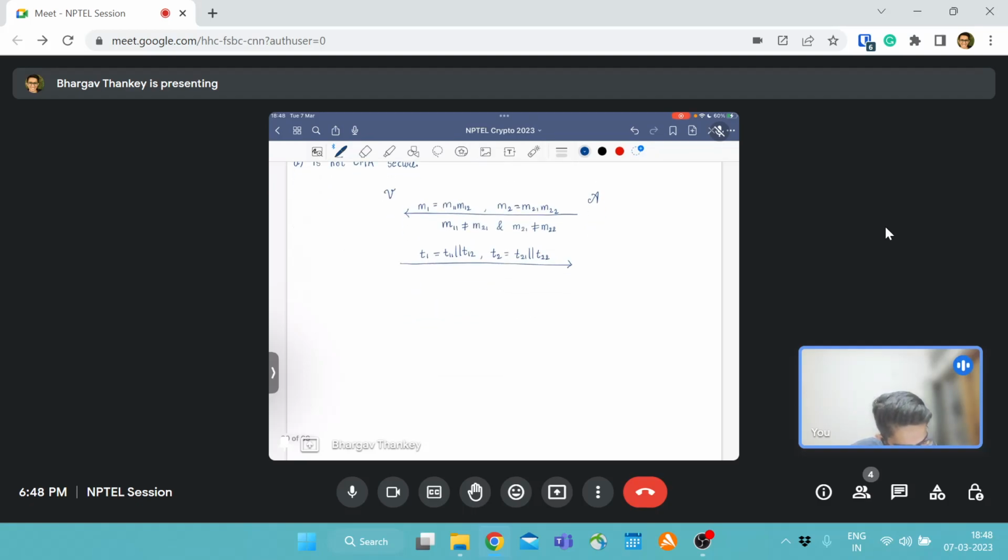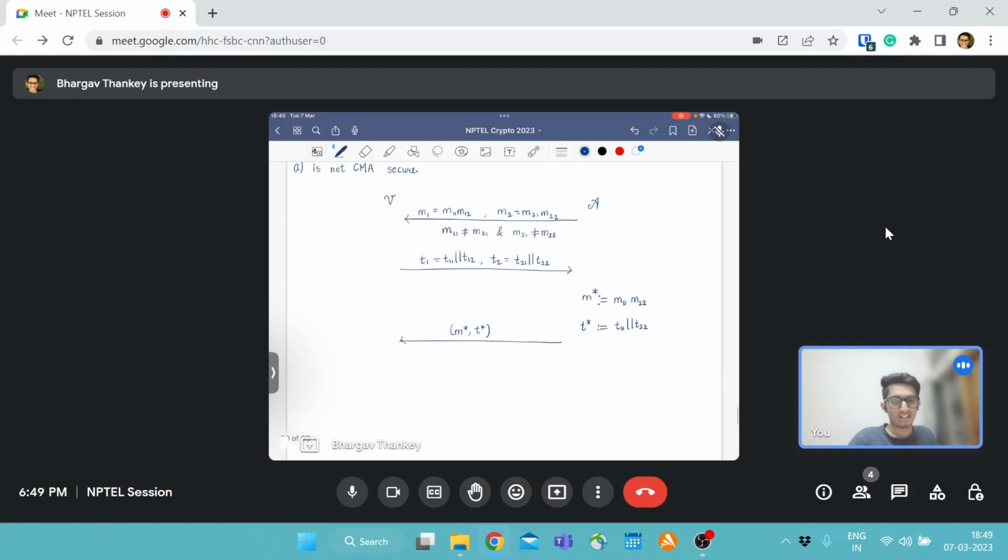Now, what will the adversary do? First, it's going to set M star as follows. M star is M11 and M22. And the tag T star is defined as T11 concatenated with T22. And it's going to send these M star, T star to the verifier.